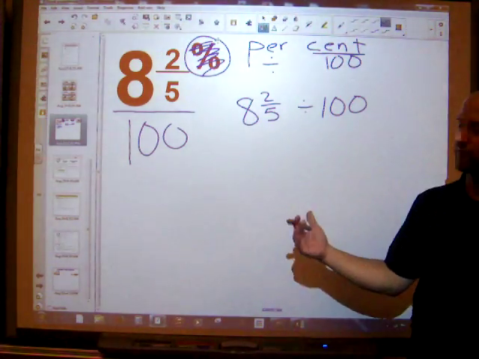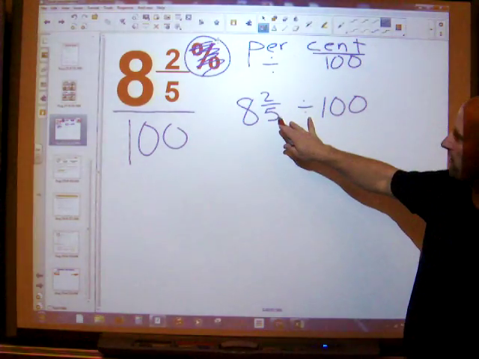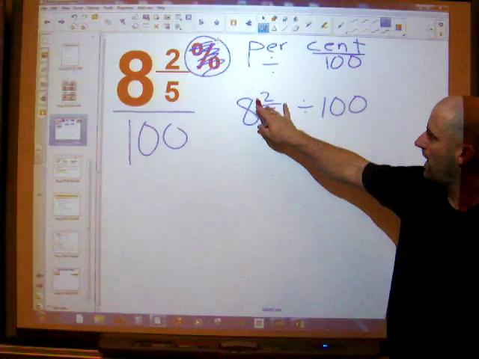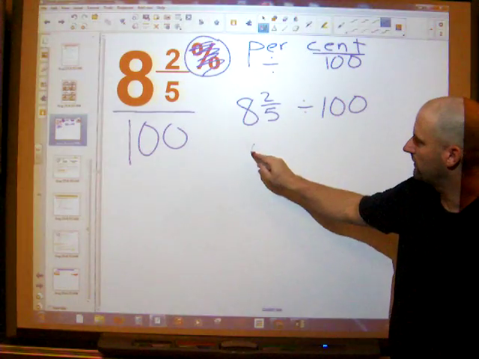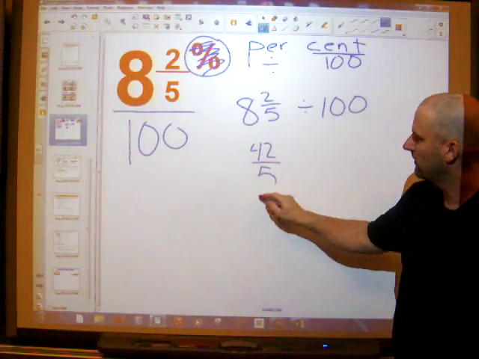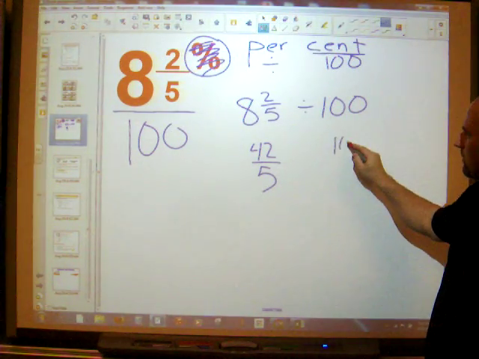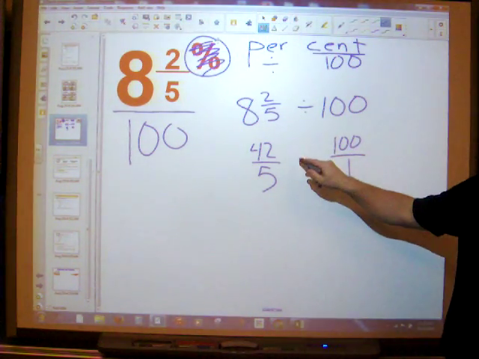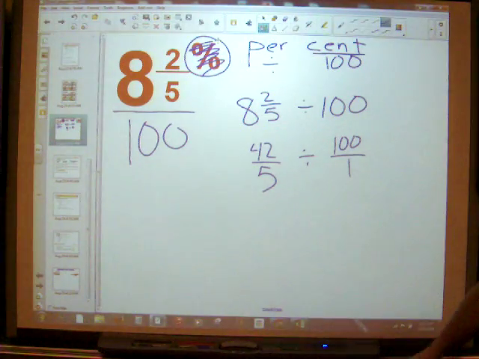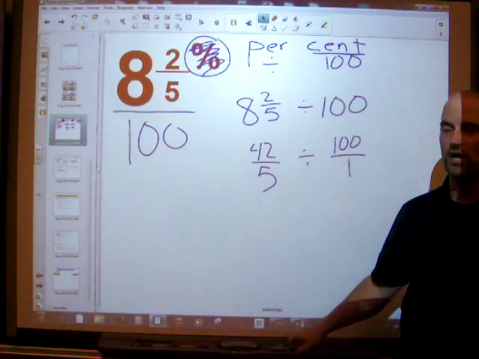So review how we do fractions. We're going to go to improper fraction, multiply, add, so that'd be 40 plus 2 is 42/5. 100, how do you write that as an improper fraction? Well, you just write it over 1. 100 over 1, there's your division problem. And then we remember that we don't divide, we actually change this problem.